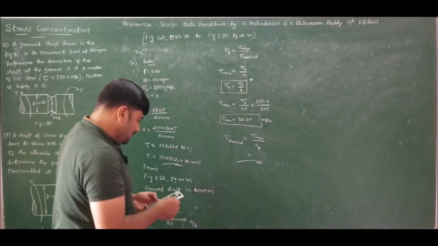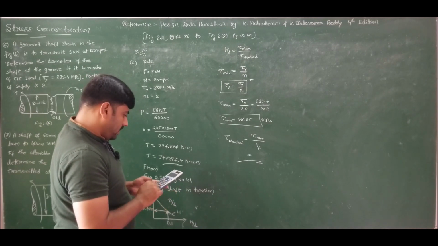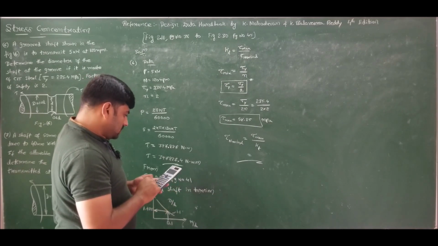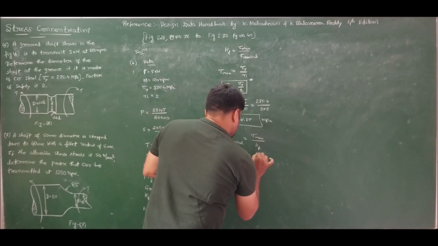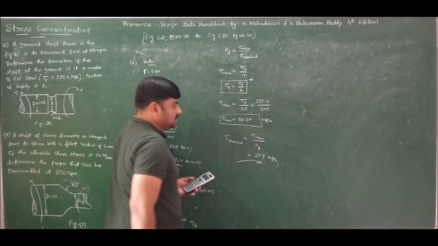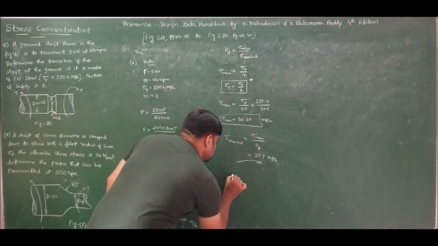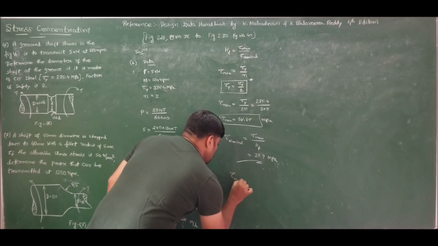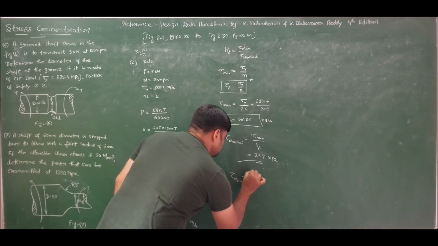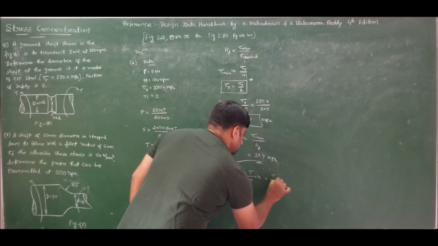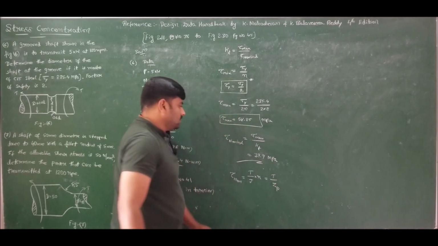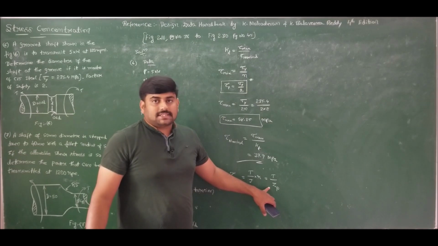Hence nominal yield stress will become 58.85 divided by 1.475, which is 39.9 megapascals. Now for torsional stress, we know that tau nominal is equal to T by J into R, which is also written as T by Zp. Zp stands for polar section modulus.